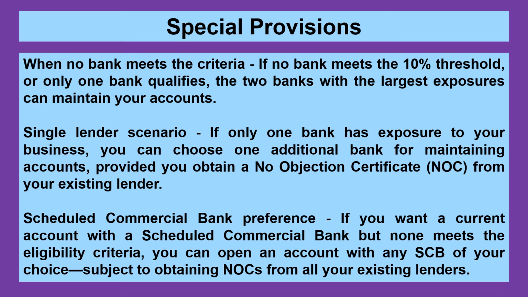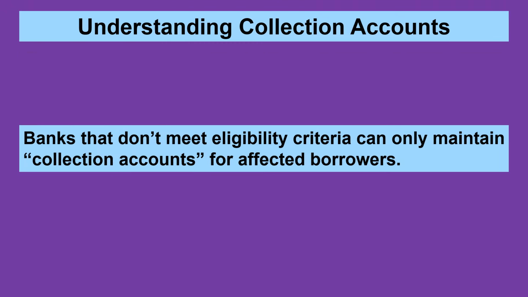Scheduled commercial bank preference. If you want a current account with a scheduled commercial bank but none meets the eligibility criteria, you can open an account with any SCB of your choice, subject to obtaining NOCs from all your existing lenders. Understanding collection accounts. Banks that don't meet eligibility criteria can only maintain collection accounts for affected borrowers.